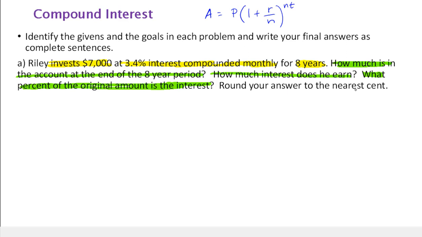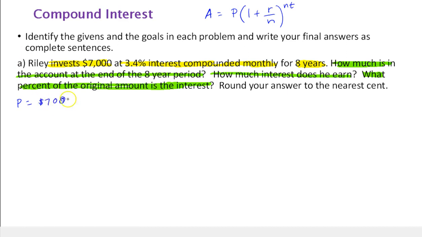So let's figure out what our given values represent in terms of this formula. This is the formula for compound interest. P is the principal, A is the future amount, R is the annual interest rate, N is the number of compoundings per year, and T is time in years. So this exponent, N times T, would be our total number of compoundings, which we're going to compute along the way.